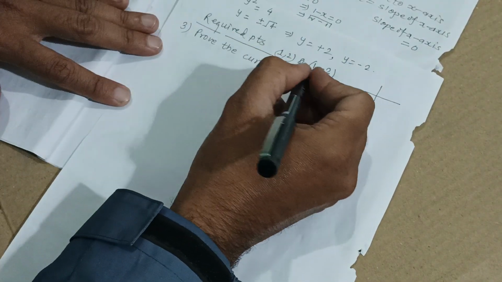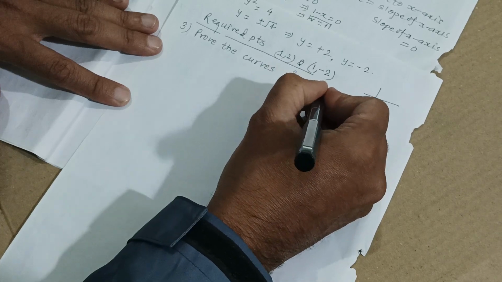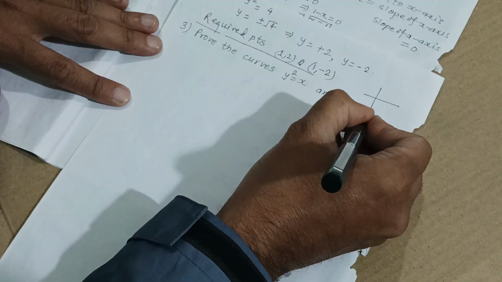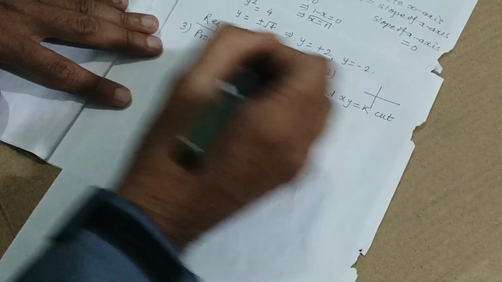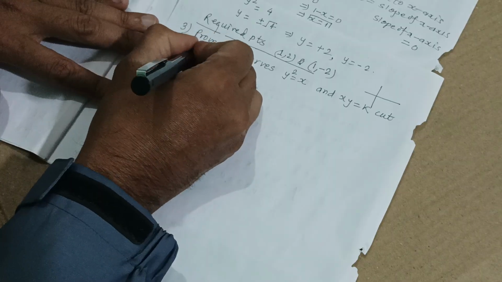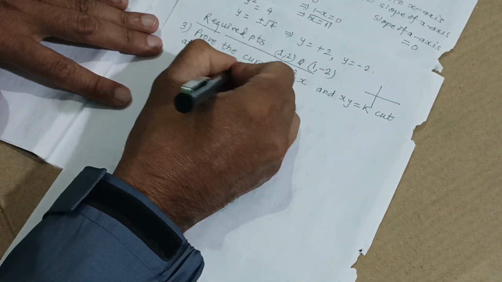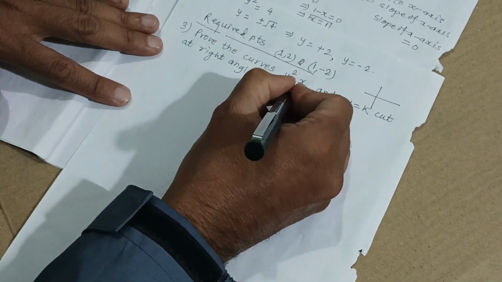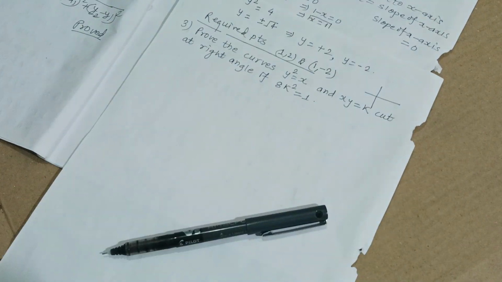So prove that the curve y square is equal to x and xy is equal to k cut at right angle if the condition is 8k square is equal to 1. So this is the question. The question is that two curves are given.